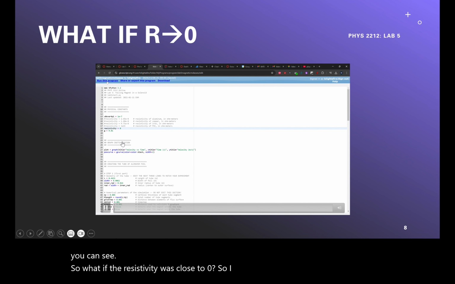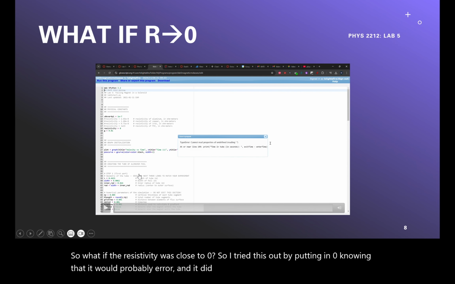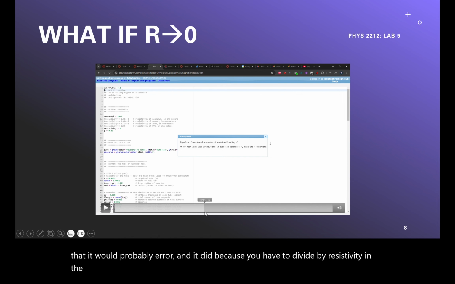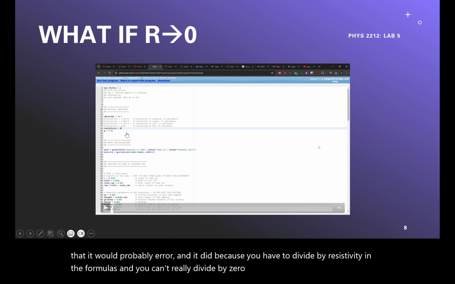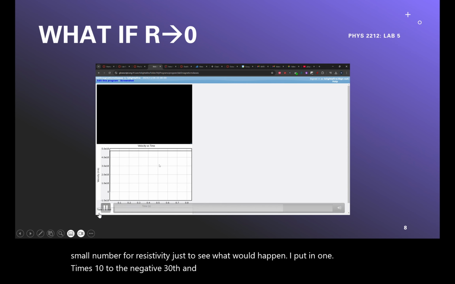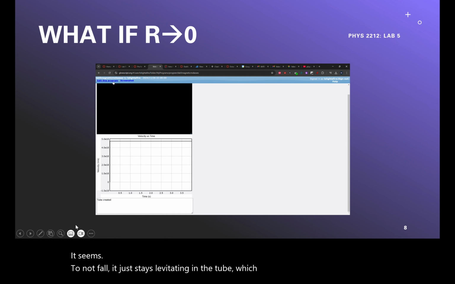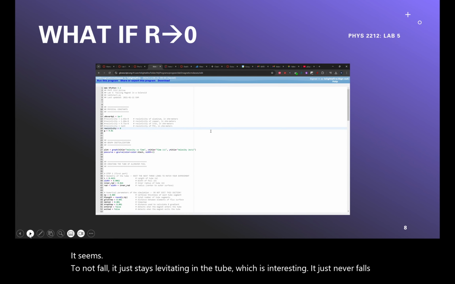So what if R is equal to 0? I decided to test this out in the code as well. Trying out just straight up R equals 0, it errors completely, doesn't work at all, which makes sense because dividing by 0 resistivity will result in an error. So I instead changed it to 10 to the negative 30, which is a very small number. And as you can see in the graph, it seems to levitate. It doesn't fall through at all.